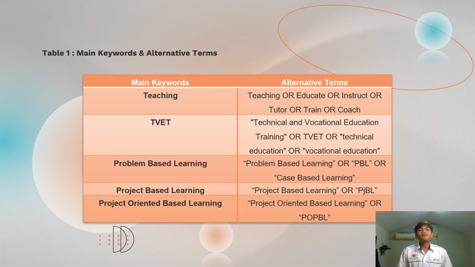All right, this one is the main keywords and alternative terms. We will use these words in the search engines of Scopus and Web of Science. For example, for teaching, we will also use educate, instruct, tutor, train and coach. For TVET, we have "technical and vocational education and training". We have quotation marks there because we want to search the whole phrase, not only technical, not only vocational education and training. We find the whole phrase. That's why we have the quotation marks there.